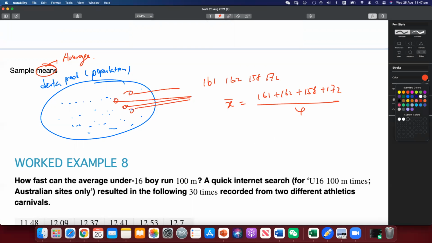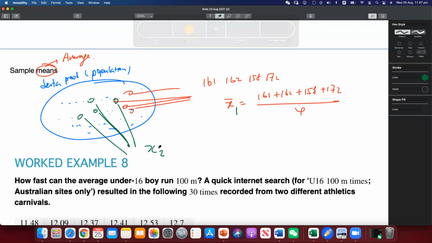And very similar to the previous one, if you pick another 4, might come from here, this is gonna give you a different, let's say this is X1, X2. This is gonna give you a different sample mean. And this sample mean is also a random variable. So we use the capital letter X to represent it.